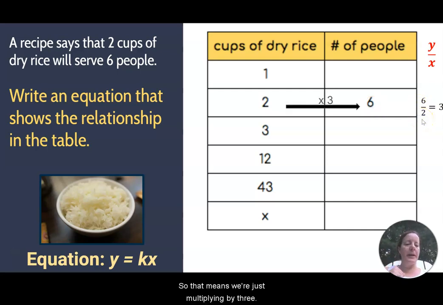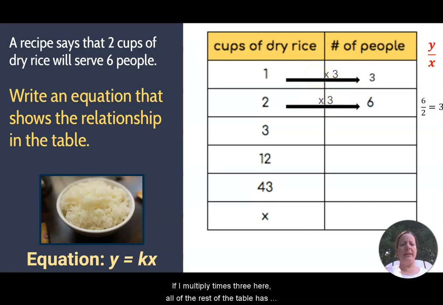So that means we're just multiplying by 3. 2 times 3 equals 6. Well, I can multiply that now by 1. What's 1 times 3? It's 3. Remember, when x equals 1, this is our constant of proportionality. Notice it's the same number that's in the middle of our table.